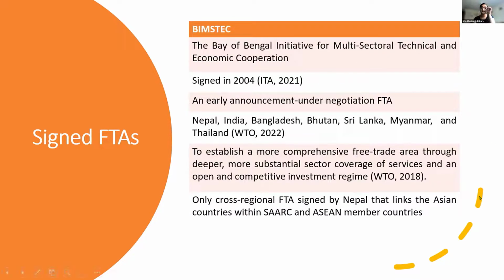Coming to BIMSTEC, it is the Bay of Bengal Initiative for Multisectoral Technical and Economic Cooperation. It was signed in 2004, but it is only an early announcement and it is still under negotiation. The member countries are Nepal, India, Bangladesh, Bhutan, Sri Lanka, Myanmar, and Thailand. Its main objective is to establish a more comprehensive FTA through deeper, more substantial sector coverage of services and open and competitive investment design. It is the only cross-regional FTA signed by Nepal, connecting SAARC member countries with ASEAN member countries like Myanmar and Thailand.